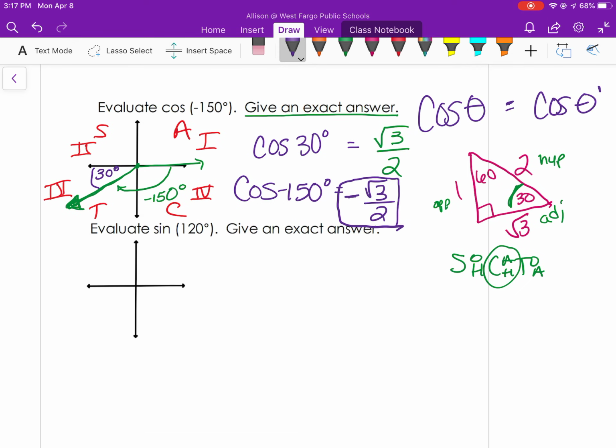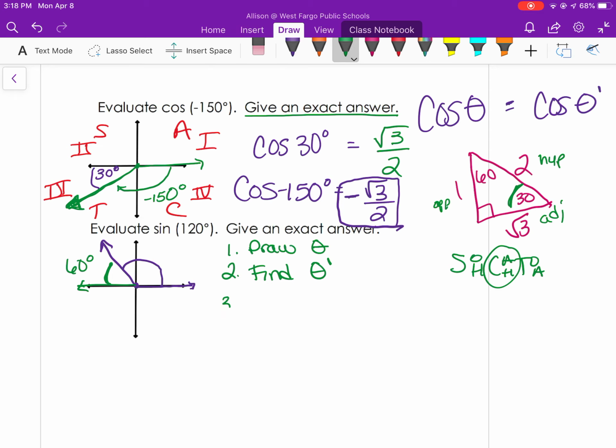All right, so let's try another one. Sine of 120 degrees. First thing we're going to do is draw it out. So 120, go counterclockwise. So draw the angle. Then find the reference angle, which is an acute angle with the x-axis. So it'll be that angle right there. 120 plus 60 degrees gives me 180 to make that straight line.